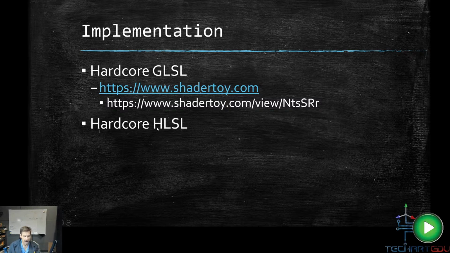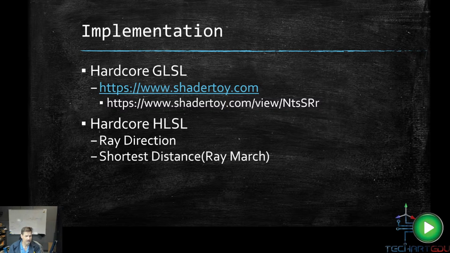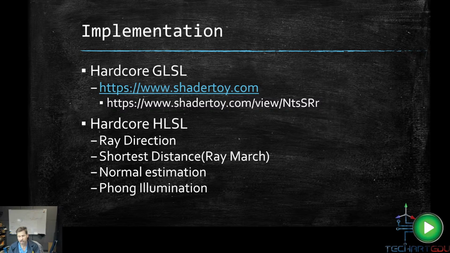If we want hardcore HLSL, then we're going to have to calculate the ray direction. That means we're going from the camera through the screen and into the scene. We have to follow along what that ray direction actually is. Then we have to calculate the shortest distance, using that ray march function that we described last week. Then we use that to estimate the normal, and we just showed how to estimate the normal. And then we have to do the Phong illumination.